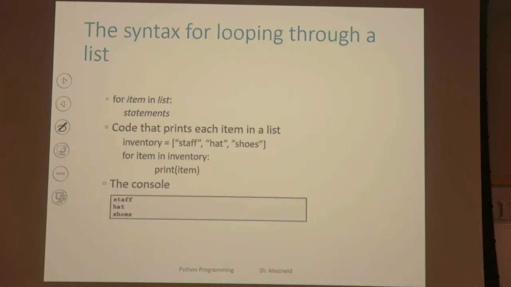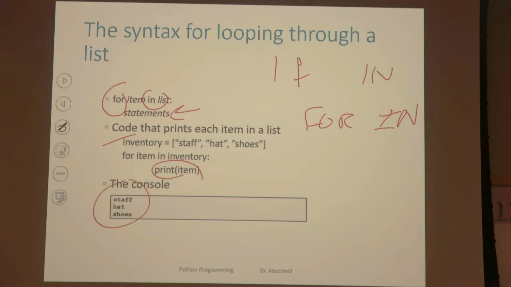So for example, in here, for. So remember for n. We have seen if n. And there is for n, the list, for item in the list. Then you could have many statements in here as you watch. Okay, so take a look in here. You have inventory, then for item in inventory, so you're going to loop through the list. Start with item 0, item 1, item 2, until the end, print the item. So you're going to get a very nice output as you see in here.